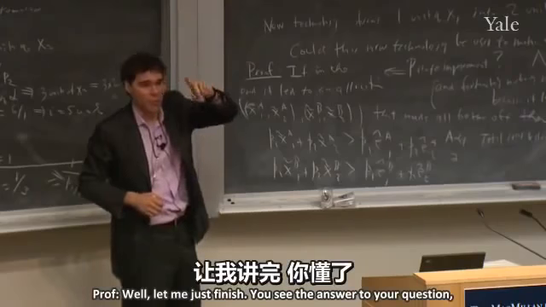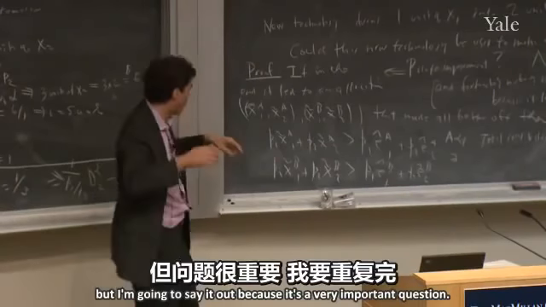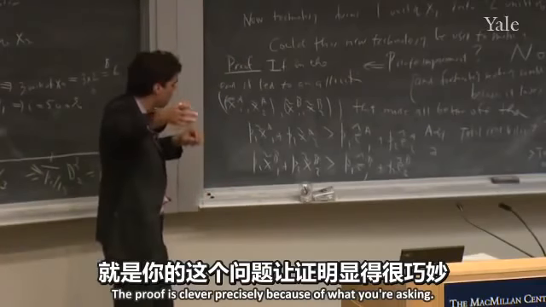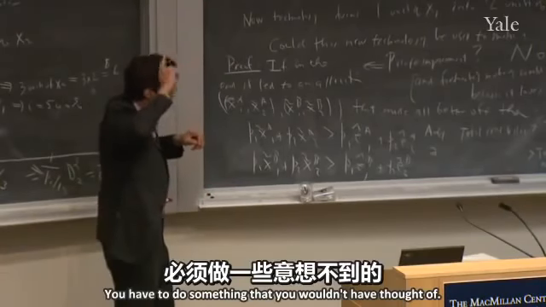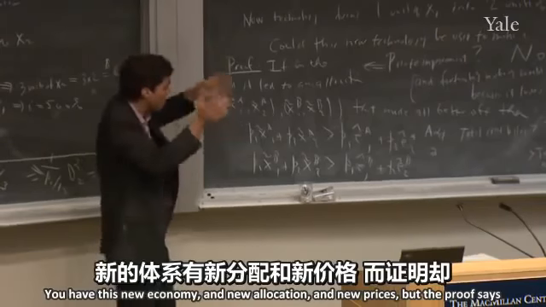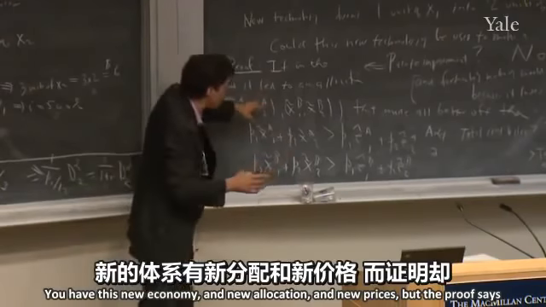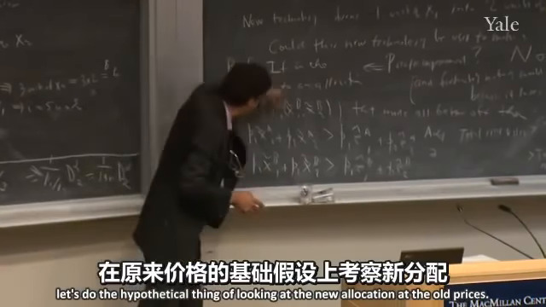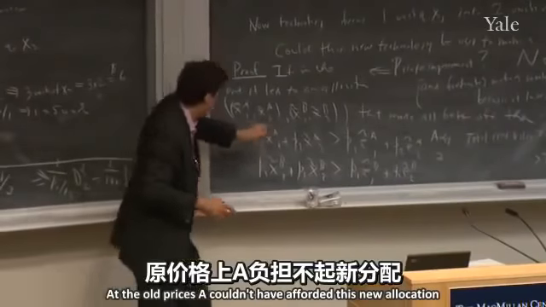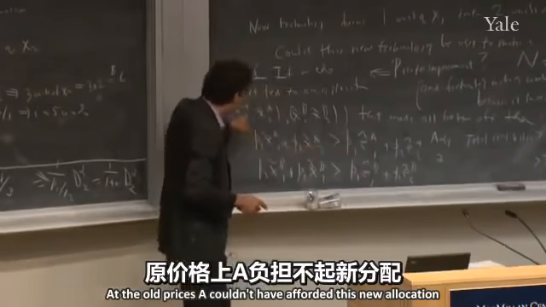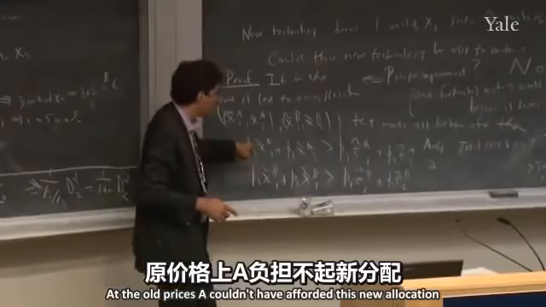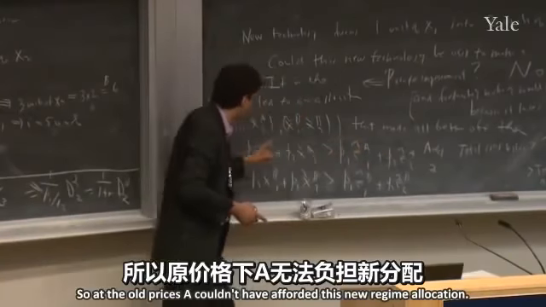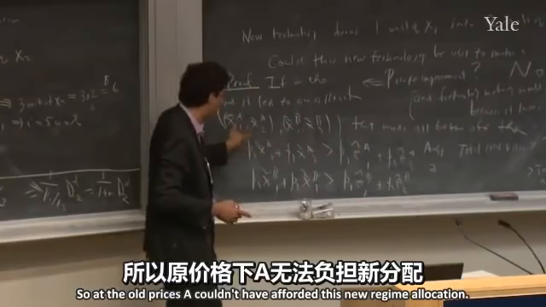Well, let me just finish. So you see the answer to your question, but I'm going to say it out, because it's a very important question. So the proof is clever precisely because of what you're asking. You have to do something that you wouldn't have thought of. You have this new economy and new allocation and new prices, but the proof says, let's do the hypothetical thing of looking at the new allocation at the old prices. At the old prices, A couldn't have afforded this new allocation. Because if he could have, he would have bought it, because it makes him better off.